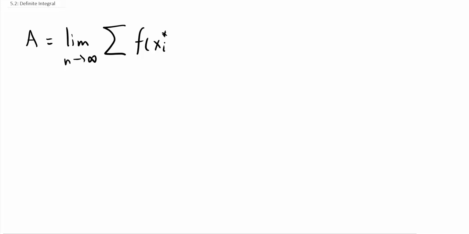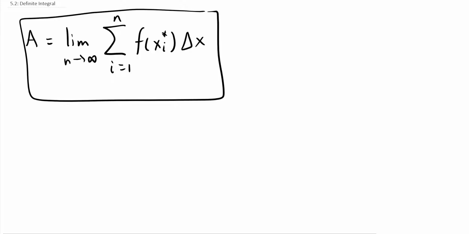Section 5.2, definite integral. So from the previous section, we got to the point to prove that the area under the curve can be found using the limit as n goes to infinity of the sum of f of x_i star, delta x, where i goes from 1 to n. That's the definition of, or the way we found the area.